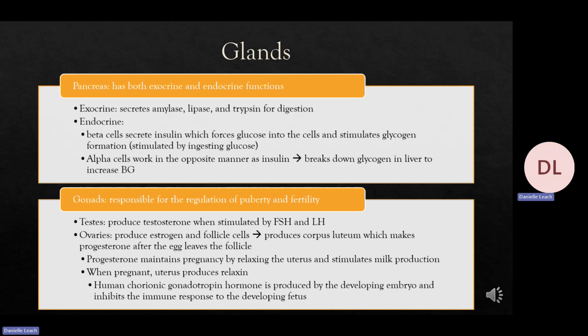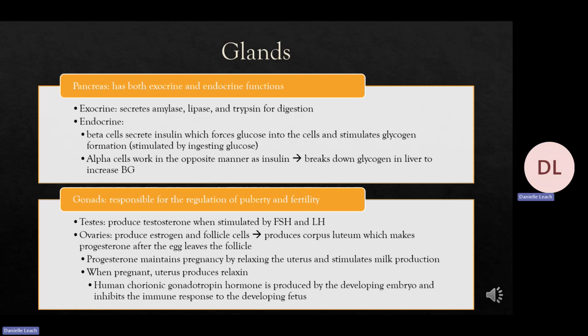The testes produce androgen, mainly testosterone, in cells when stimulated by FSH and LH. Testosterone produces the secondary sex characteristics in males, and also sperm formation and sex drive. The ovaries produce estrogen and follicle cells. Estrogen produces secondary sex characteristics in females and mammary development.